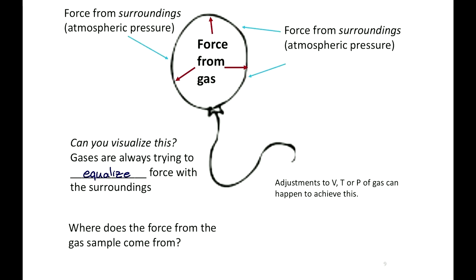Gas samples can do a lot to change its environment. We can change the volume, we can change the temperature or the pressure of that gas sample to equalize the forces and the collisions that are coming from the surroundings from the inside. And so those adjustments to volume, temperature, pressure, those are things we're going to track with some of the named gas laws.